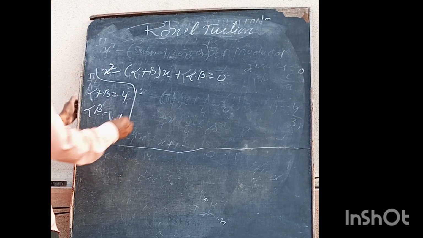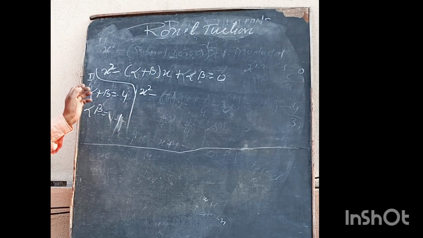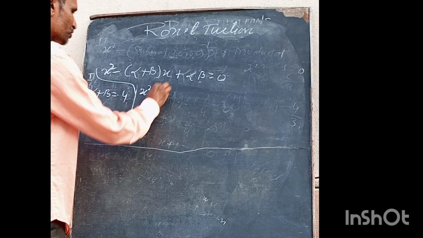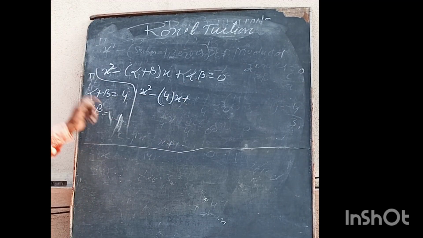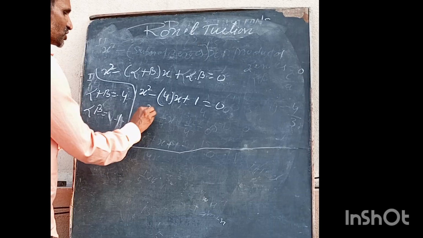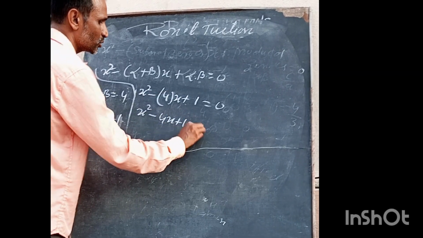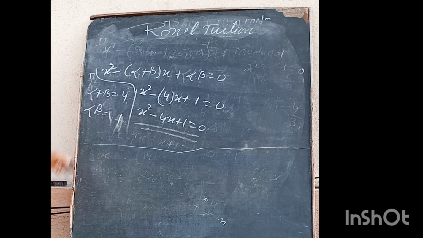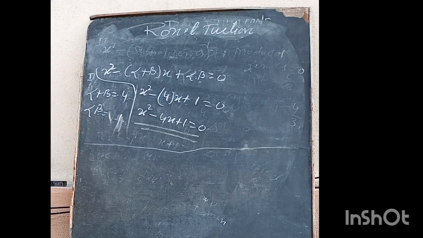So x squared minus (alpha plus beta), that is the sum of the zeros given 4, into x plus alpha beta given 1, so 1 is equal to 0. Multiplying it, x squared, 4 into x, 4x plus 1 is equal to 0, and hence this chapter is completed here. Next chapter will be the quadratic equations. The total NCERT book solution you will get.